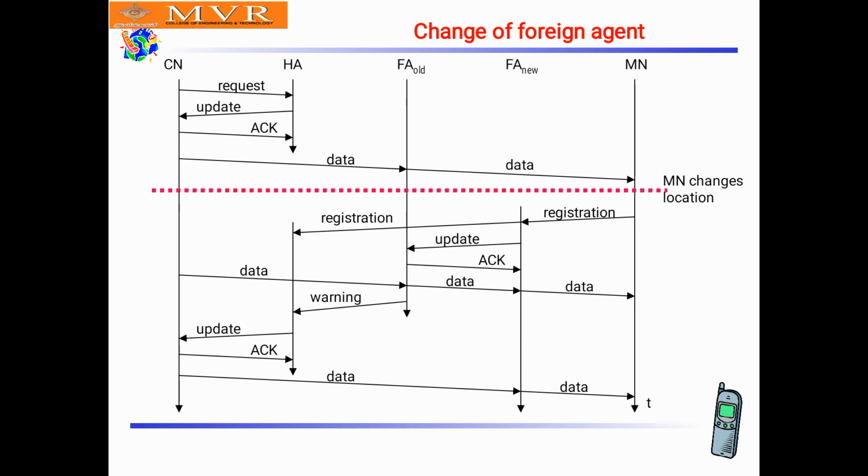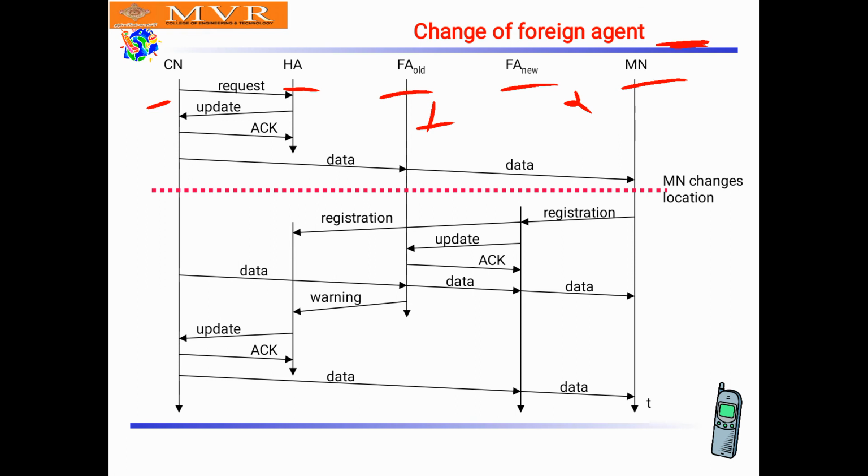If we need to change the foreign agent, we can follow the sequence diagram to see how it will be changed and how the location changes for the mobile node. See here, CN means corresponding node, HA means home agent, FA means foreign agent, with the old foreign agent and the new foreign agent. This is the mobile node, and this is how they communicate with one another.